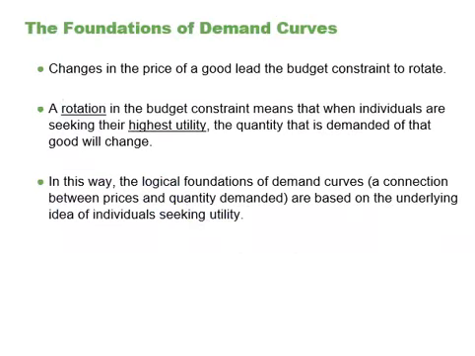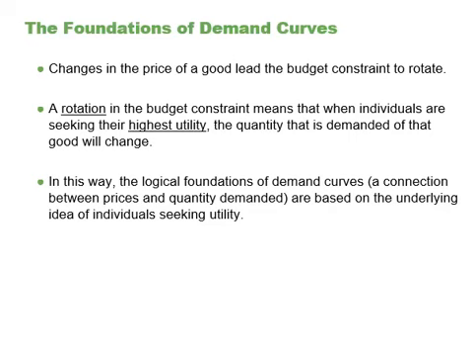Changes in the price of a good lead the budget constraint to rotate. A rotation in the budget constraint means that when individuals are seeking their highest utility, the quantity that is demanded of that good will change. In this way, the logical foundations of demand curves, which show a connection between prices and quantity demanded, are based on the underlying idea of individuals seeking utility.